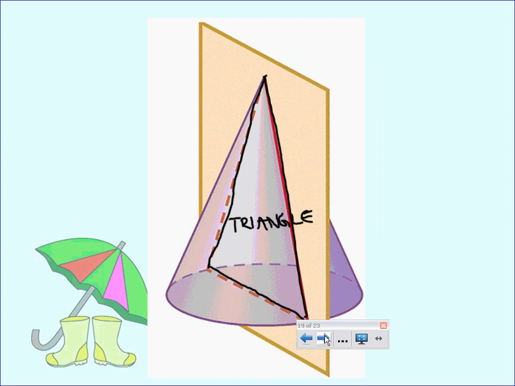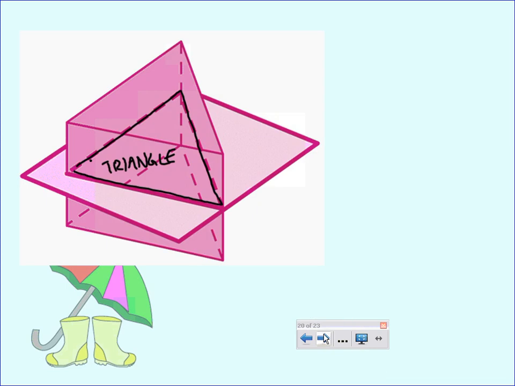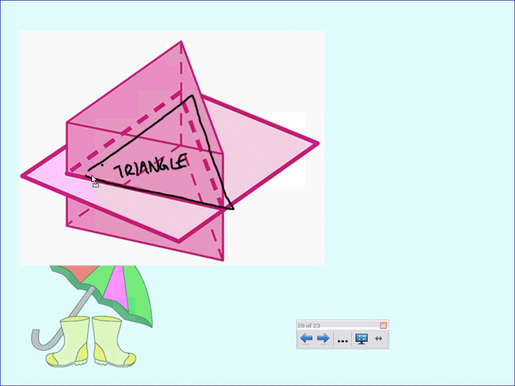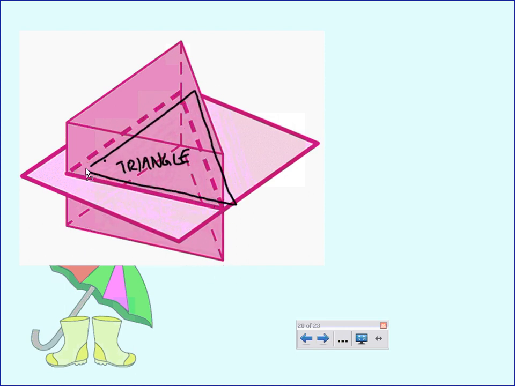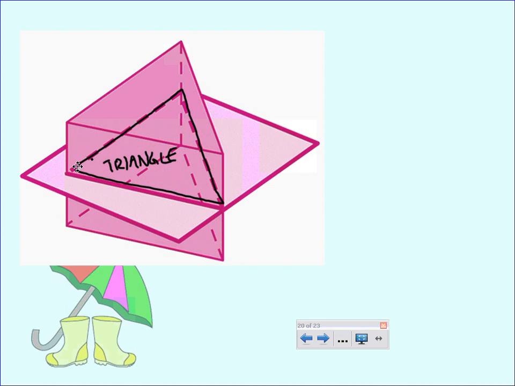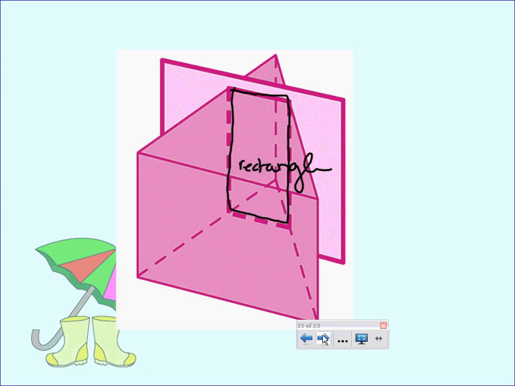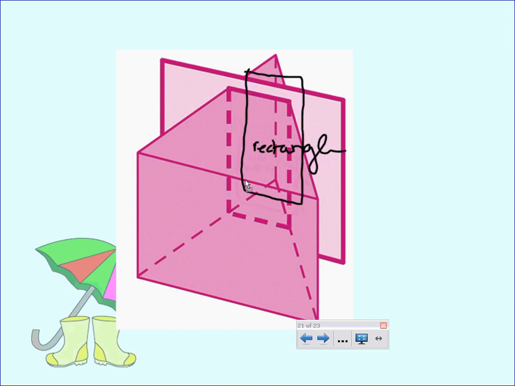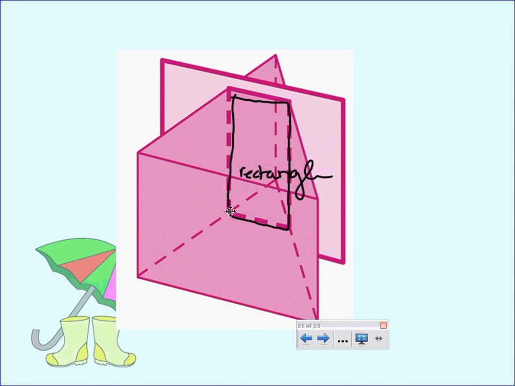This one here cuts through perpendicular to the base, so it forms for us a triangle. This one here cuts through parallel to the base, a little more difficult to see, but as you can view here, there's the triangle that's its cross section. This one here, as you cut through, you're cutting through parallel to the base. It's a pyramid sitting on its side. So you've got for yourself the rectangle.